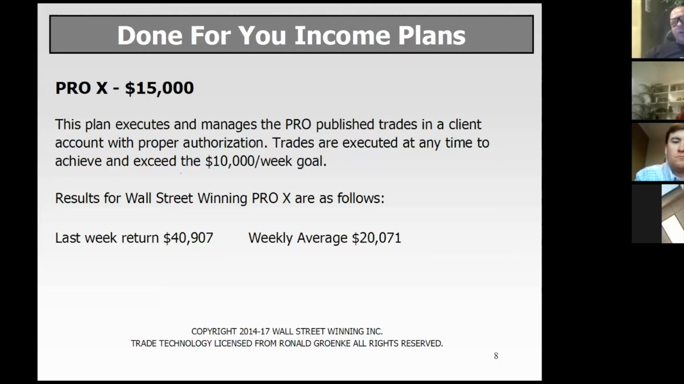That's for people with $100,000 to $400,000. But once you hit over $500,000, you need to move up to the Pro or the PROX, because it's not going to work any other way.